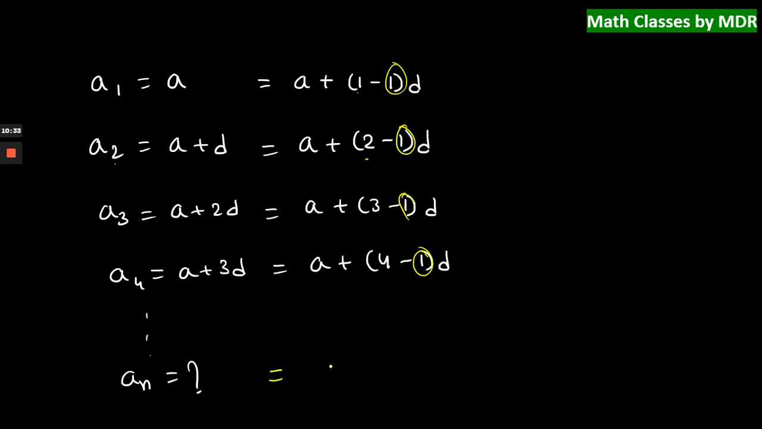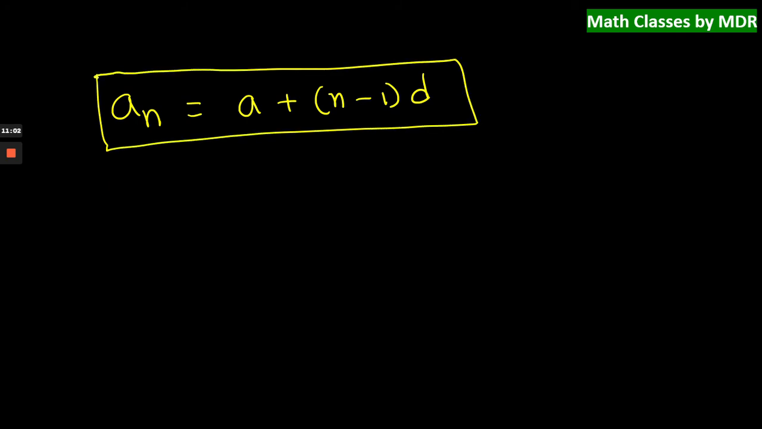So what is our nth term then? Can we write it as A plus n minus 1 into D? The fourth term is 4 minus 1 into D, so the nth term is n minus 1 into D, where A is the first term. So that means the nth term of an arithmetic progression is A plus n minus 1 into D, where A is the first term and D is the common difference. By using this formula, we will be able to find any term in the sequence if you know A and D.